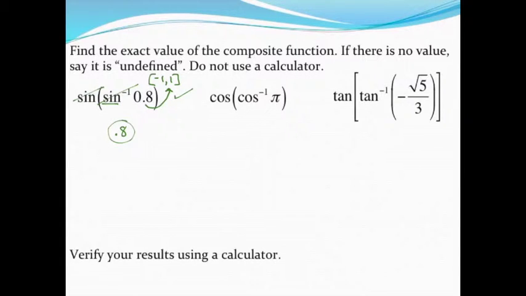We can verify this very easily using a calculator down here. I won't show you that part, but I would encourage you to try that on your own. Just type in sine of the inverse sine of 0.8 and make sure that, yeah, it is 0.8.